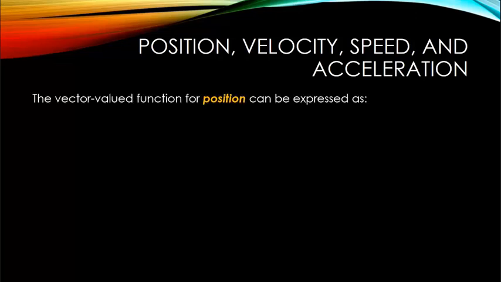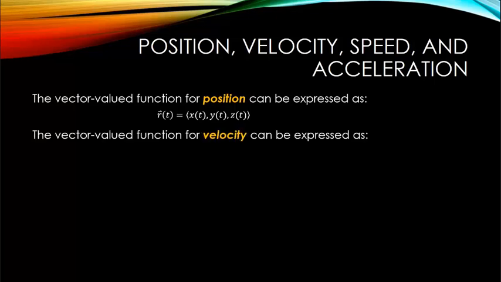The vector-valued function for position is typically expressed as the vector r of little t, given by the components x of t, y of t, and z of t. The vector-valued function for velocity is typically expressed as the vector v of little t, which is the first derivative of the vector r of little t, and that is given by the components x prime of t, y prime of t, and z prime of t.